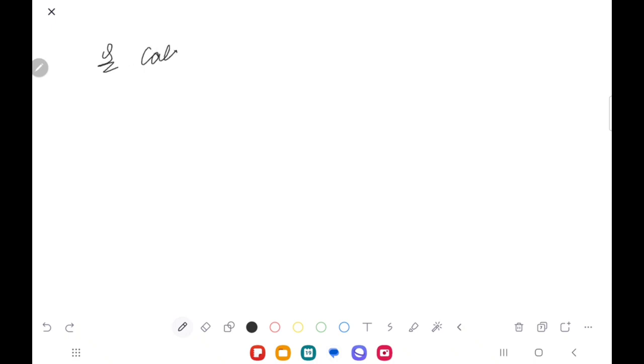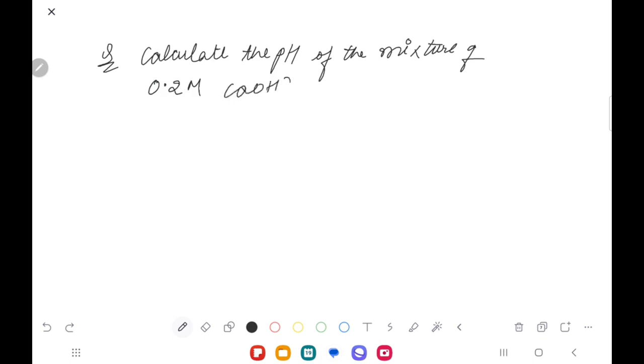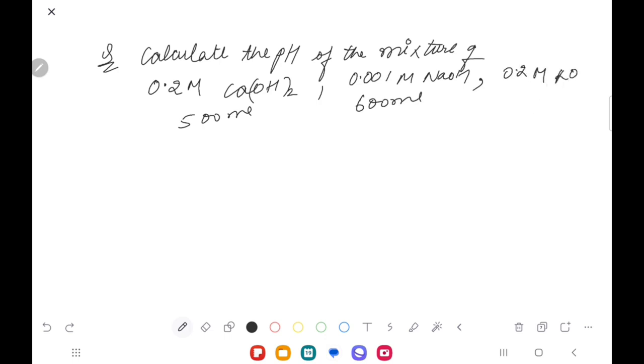If I calculate the pH of the mixture of 0.2 molar Ca(OH)2, 500 ml, 0.001 molar NaOH, 600 ml, 0.2 molar Al(OH)3, 900 ml, and 0.2 molar shall be 0.02 molar. This.